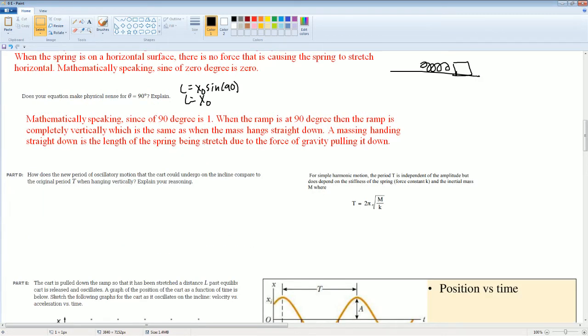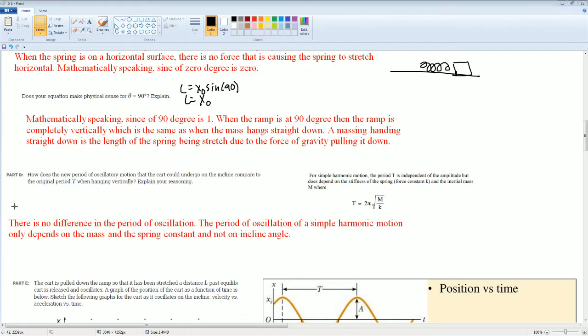Part D. How does the new period of oscillation the mass would undergo on the inclined plane compare to the original T when hanging vertically? How does the new period change? Well, for simple harmonic motion, the period T is independent of the amplitude, but depends on the stiffness of the spring, the force constant K, and the inertial mass. So that's the core idea.